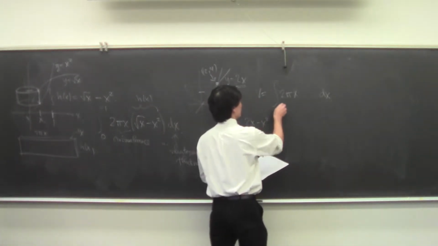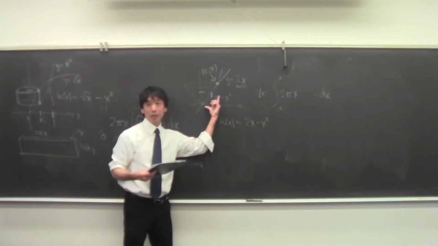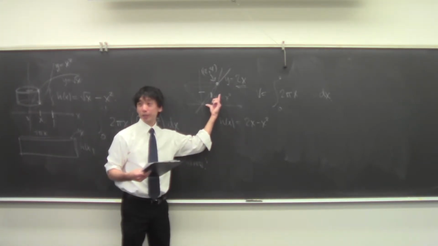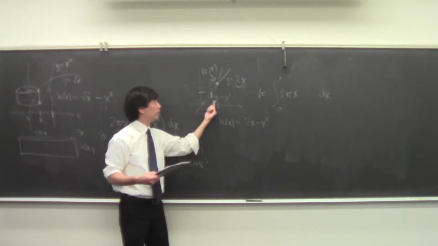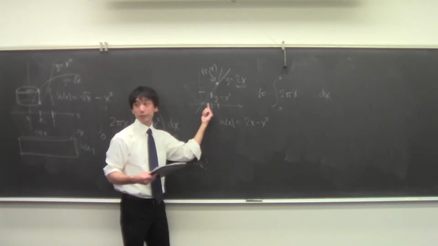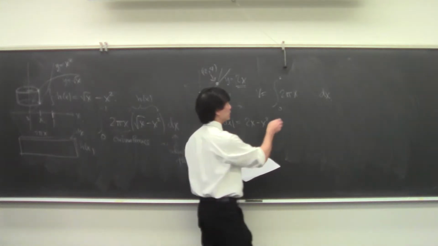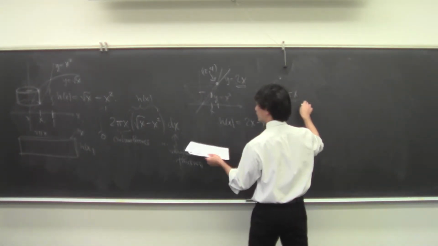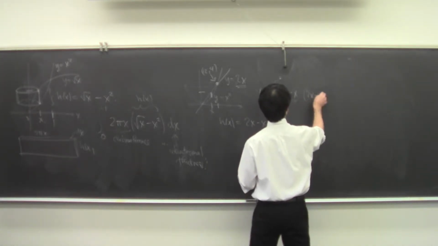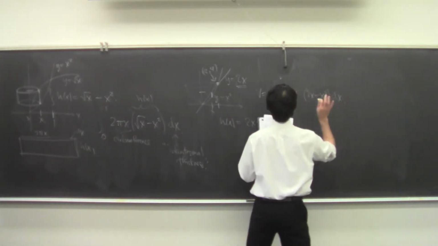So rather, you just look at your object, the thing that you're rotating. The thing goes from 0 to 2. So from 0 to 2, 2 pi x times 2x minus x squared dx.